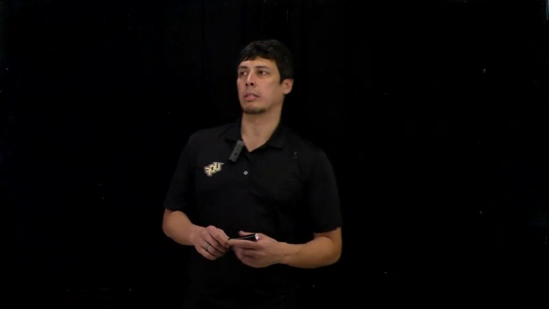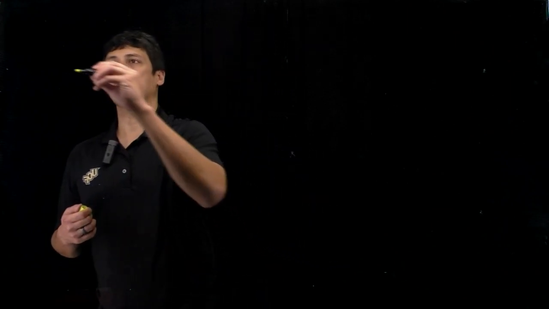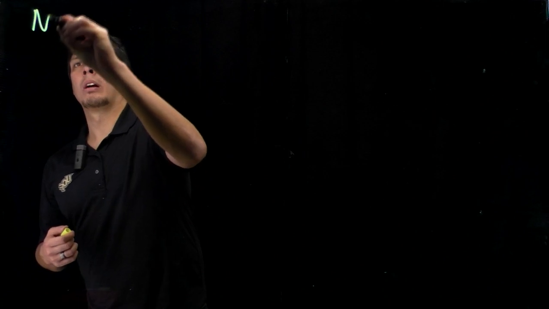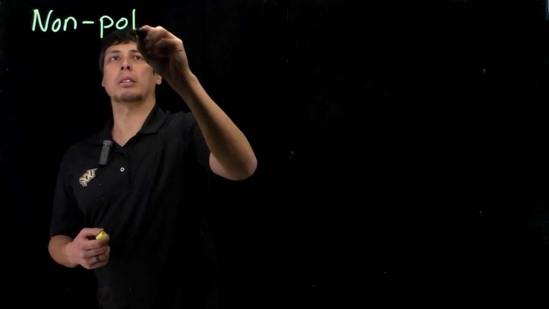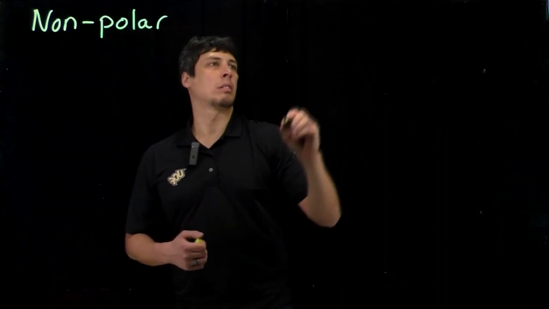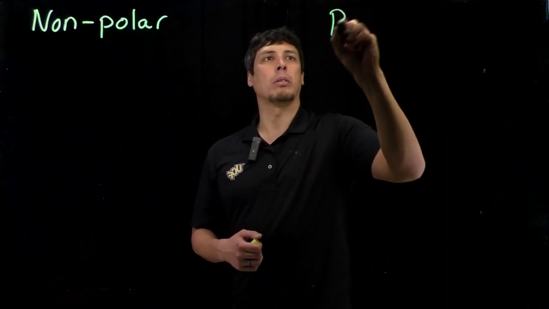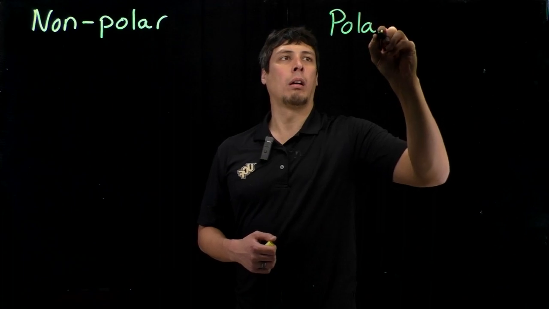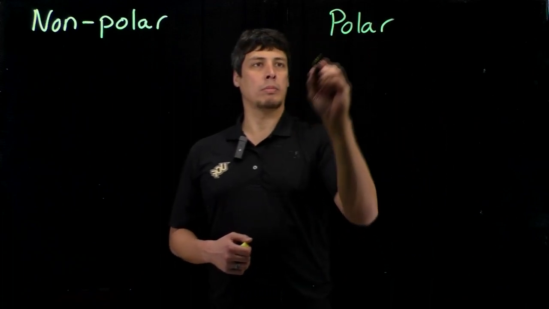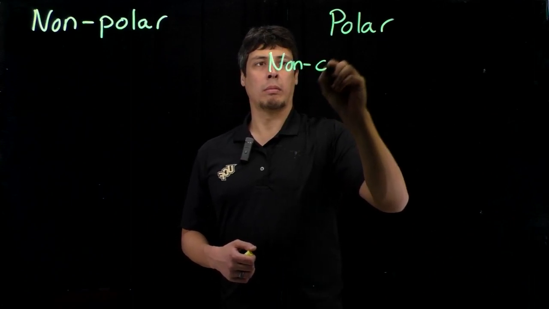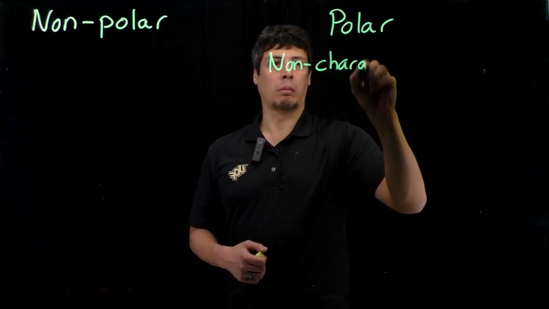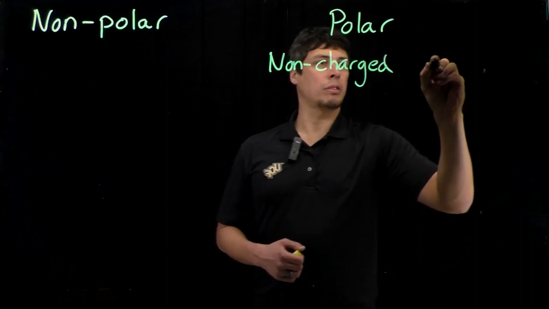Now that we've written out all the structures of amino acids, let's try to group them so it's a little bit easier to memorize the structures of these. So first, we have two major classes of amino acids. We have our nonpolar amino acids, and then we have our polar amino acids. And then amongst the polar, we have non-charged, and we have charged.